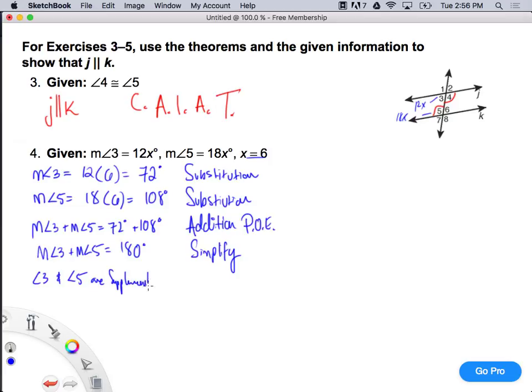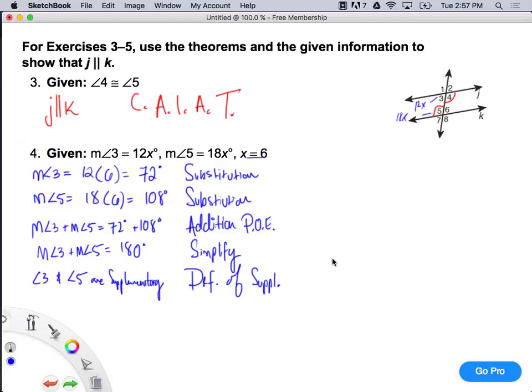And how do I know that? What's my justification? Definition of supplementary. It's the definition of supplementary angles. Or the definition of supplementary. Okay? Does that make sense? Right? So I found that angle 3 was 72, angle 5 was 108. Added them together, I found they're 180, so they must be supplementary. Well, wait a second. If these two angles are same side interior and they're supplementary, what do I know about line J and K? They're parallel.